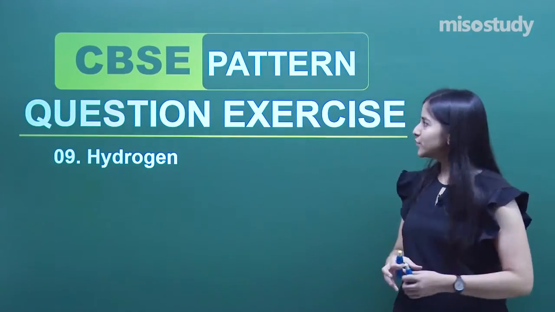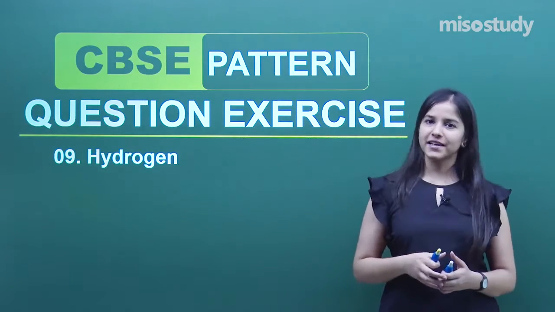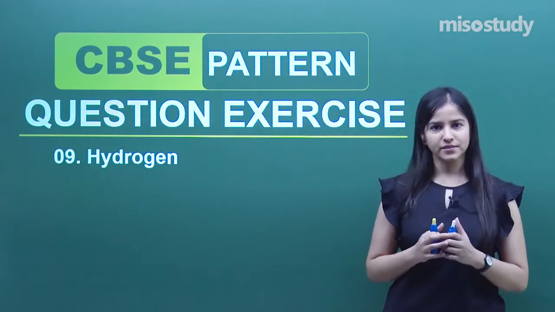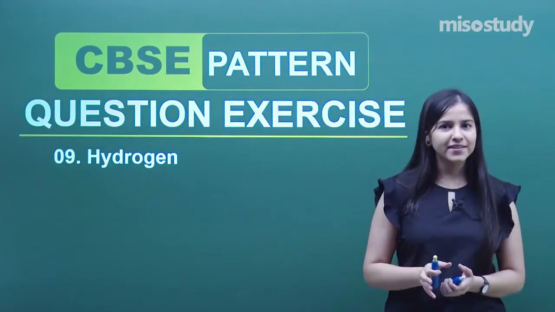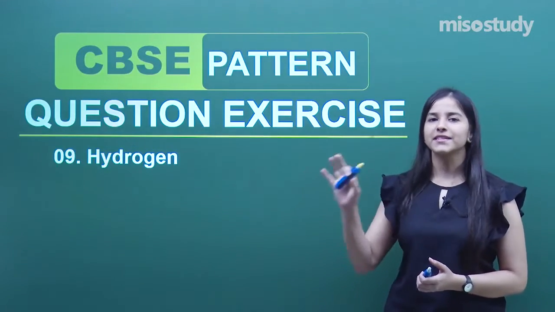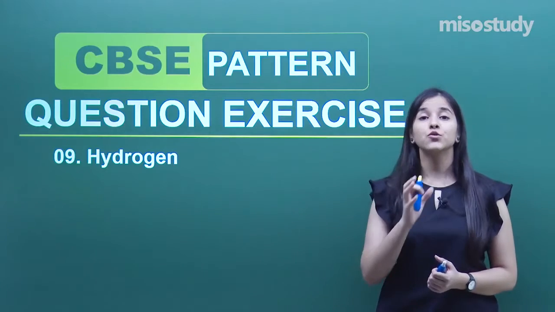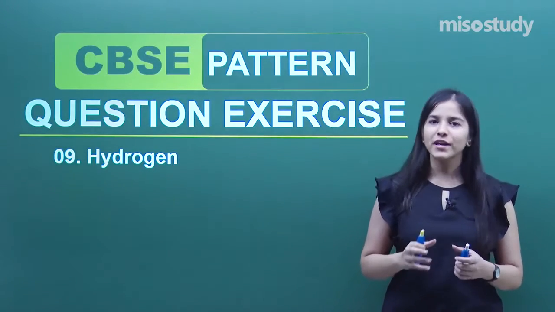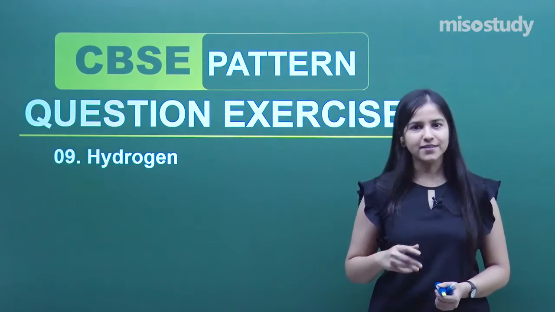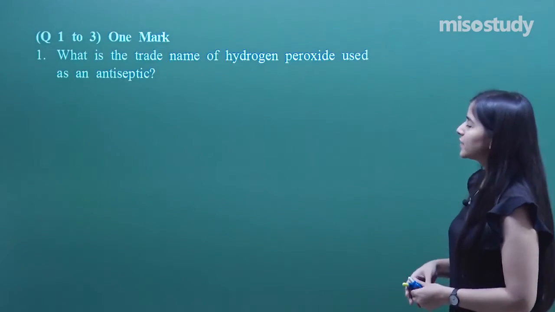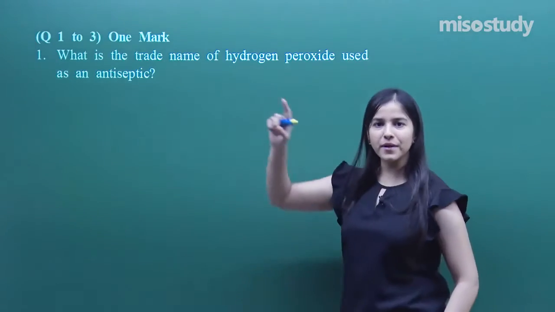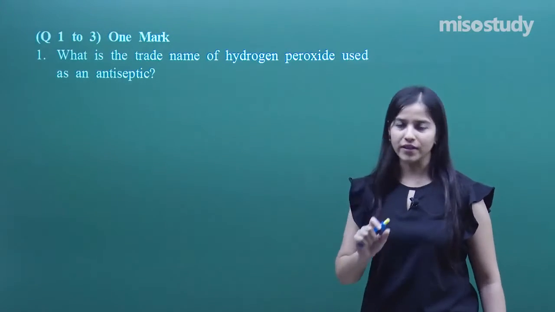So today we are going to discuss the CBSE pattern exercise for the hydrogen chapter, right? I hope everybody has revised the entire chapter because we are going to discuss 10 very important questions which are more likely to come in the exam. So let us start with question number 1. Questions 1 to 3 will be 1 mark, so just answer accordingly.